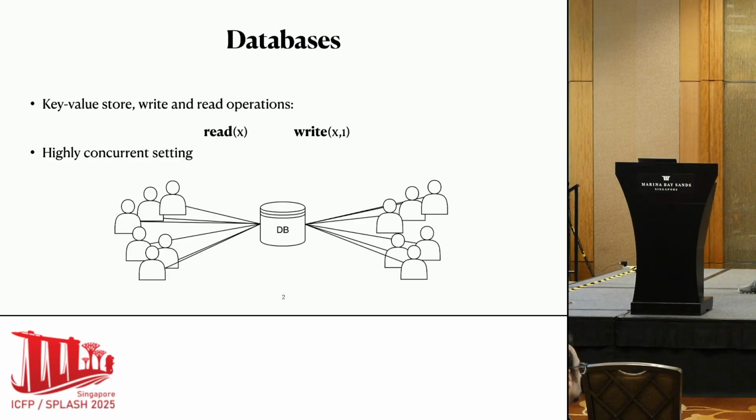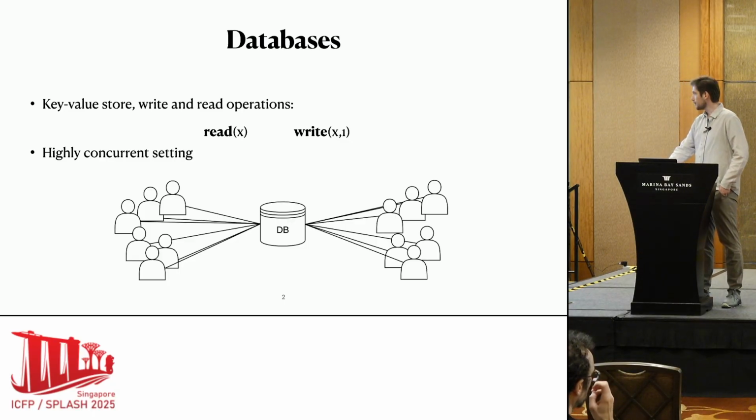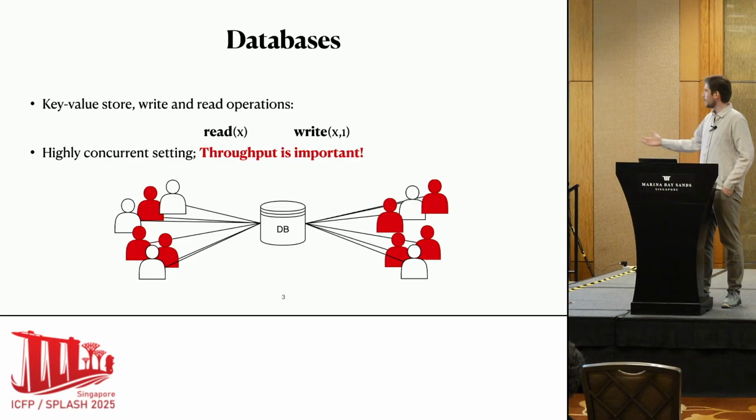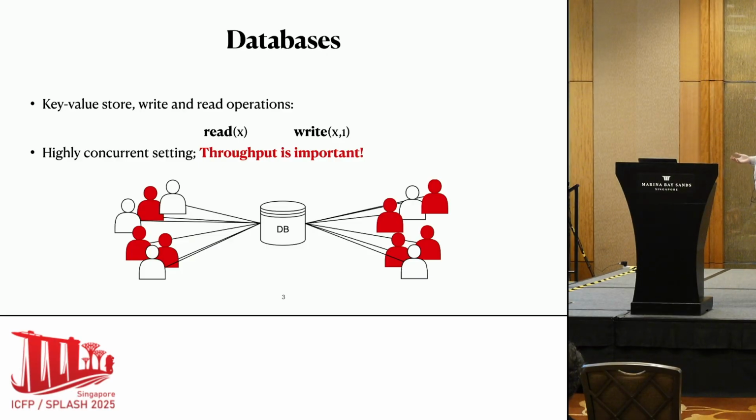Now, databases run in very highly concurrent settings. There could be thousands or tens of thousands of users wanting to access this database at the same time. And as we all know, users of databases are very impatient people, so they don't like to wait around. If they wait around too much, they become angry, and they become all red, as you see. So it's very important that our database is fast, that it has very high throughput.